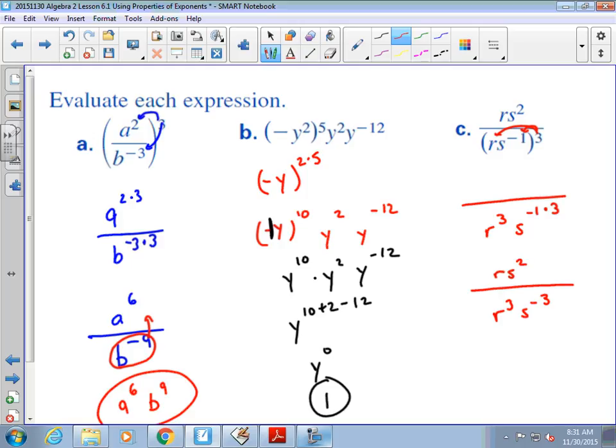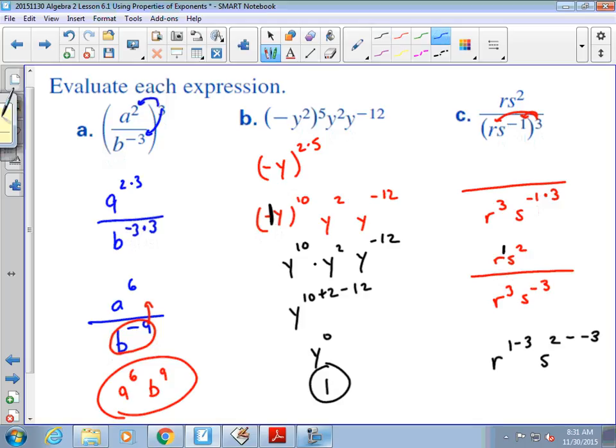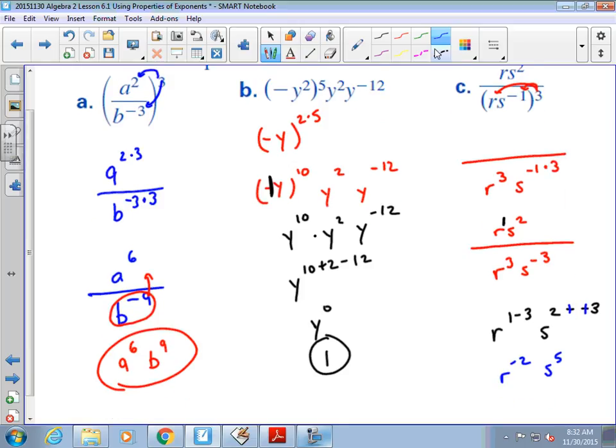So right here, before we ride the elevator, not quite yet. Let's say that r to the first power is divided by r to the third power, which means r to the 1 minus 3. And s to the second power is divided by s to the negative third power, which means minus a negative third. What happens when we minus a negative something? We know we need a plus a positive. So s to the 2 plus 3 is s to the fifth. R to the 1 minus 3 is r to the negative 2.